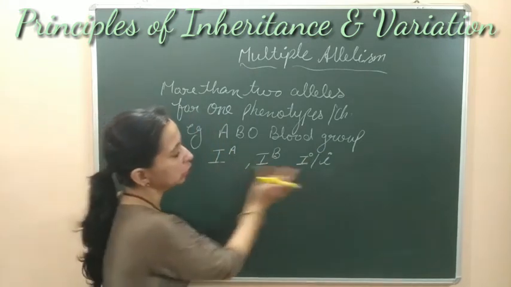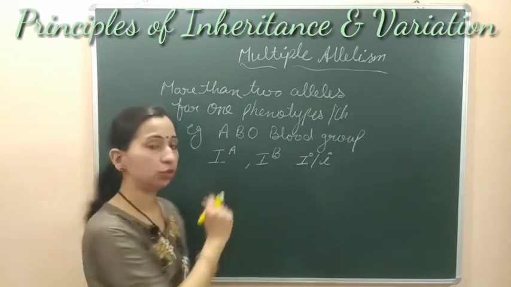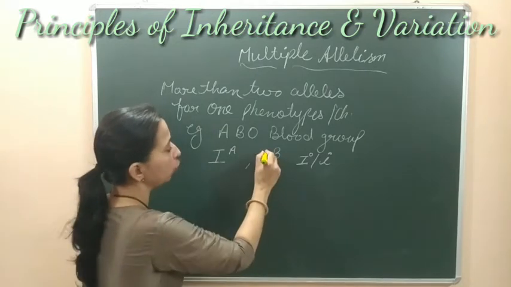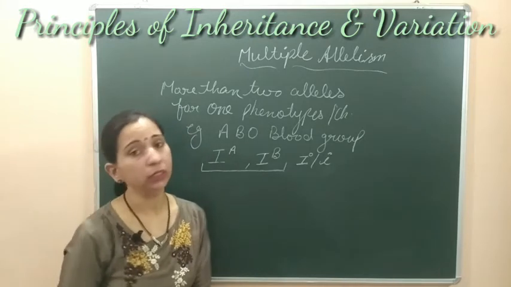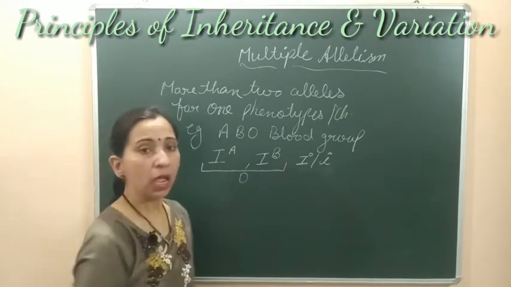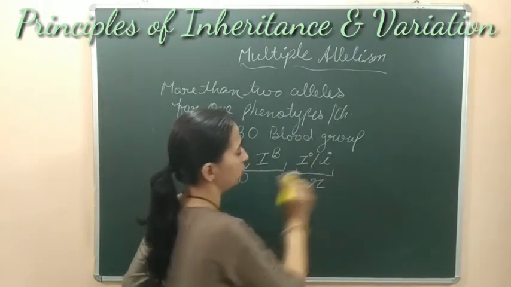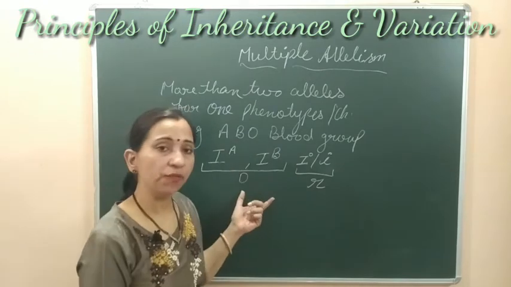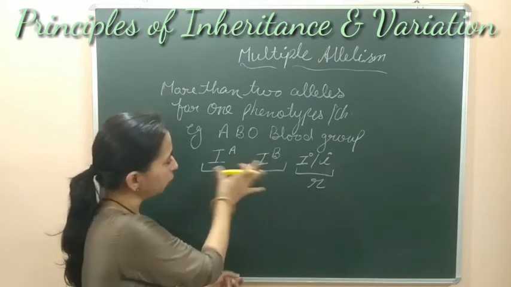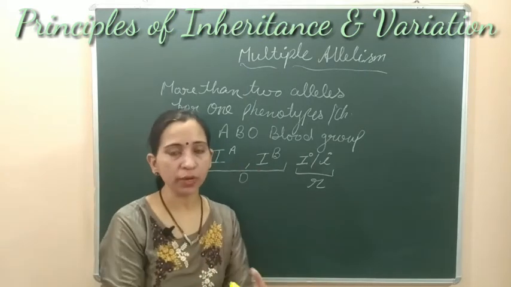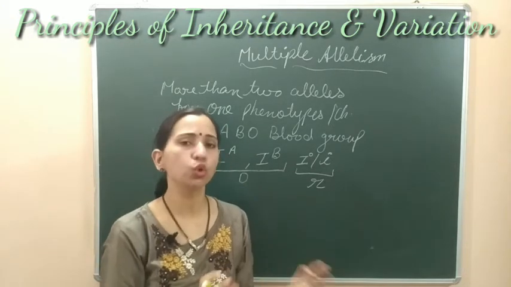These are the three alleles of gene I that control the human blood group. Of these three, the two alleles IA and IB are the dominant alleles, and this IO, or small i, is the recessive allele. When the dominant alleles are found, the recessive allele will not show its effects. And when these two dominant alleles come together, both of them will show their effect, which we have already studied in codominance also.